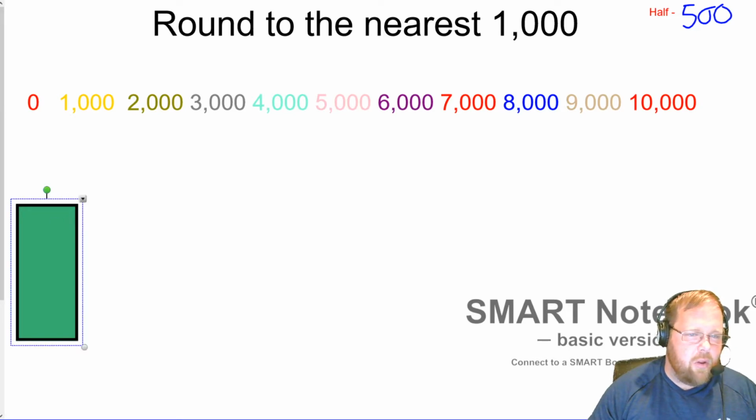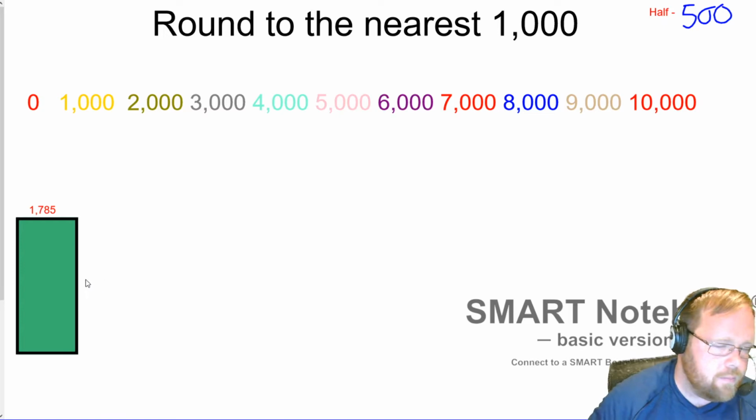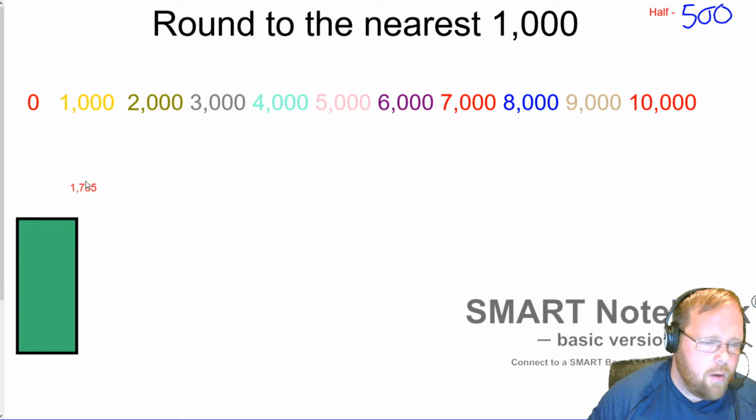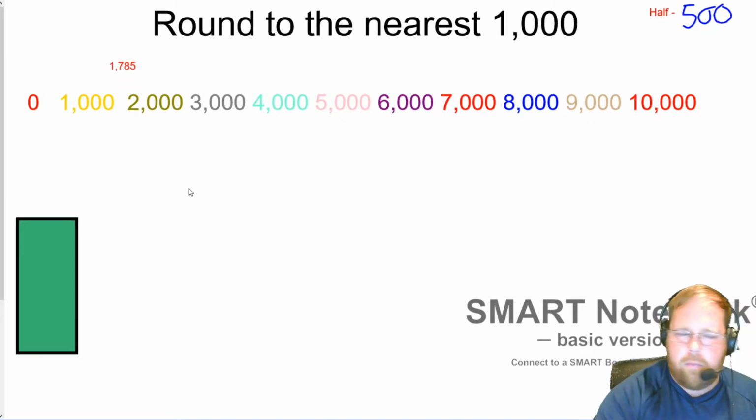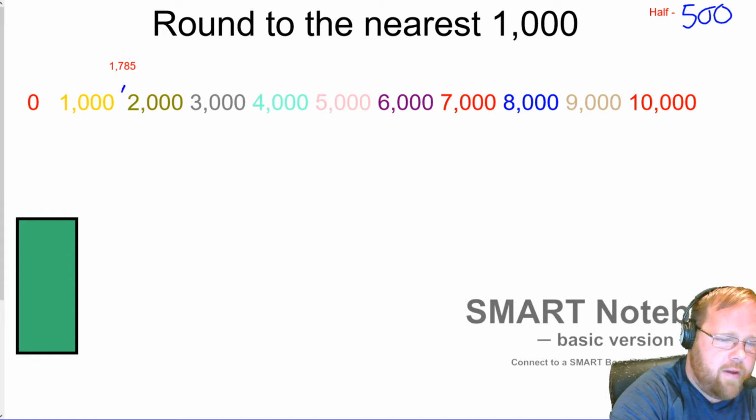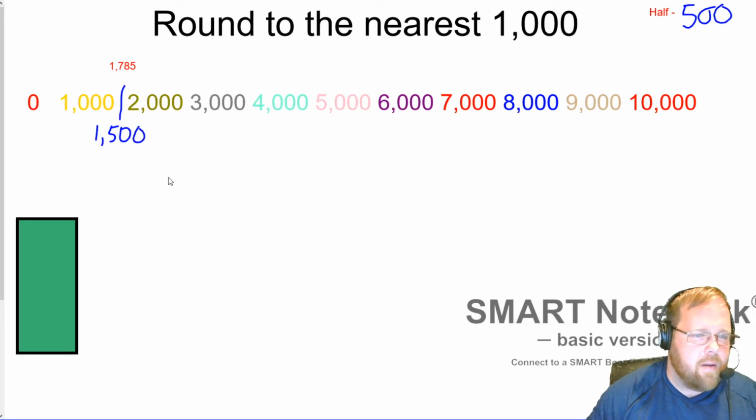Let's go ahead and take a look at our numbers. So 1,785. We know that comes after 1,000, but before 2,000. So right here. Let's draw half, which is 1,500. Fantastic. Make it a little smaller, of course.